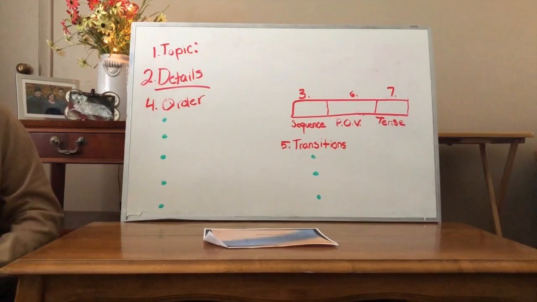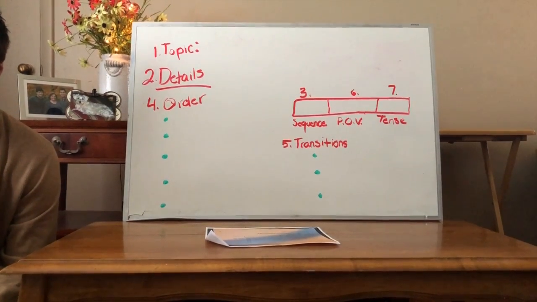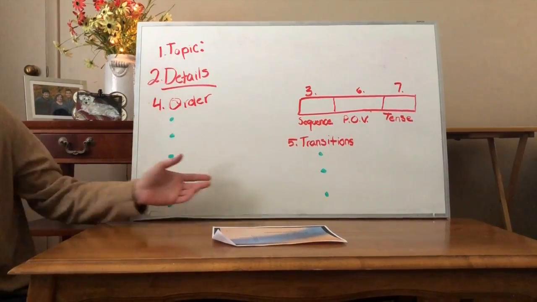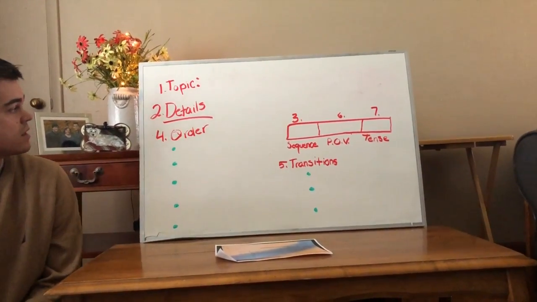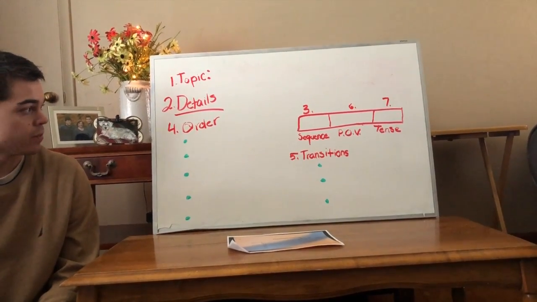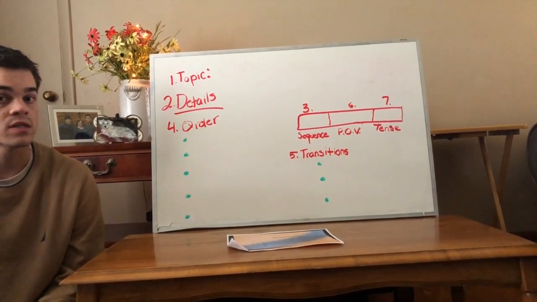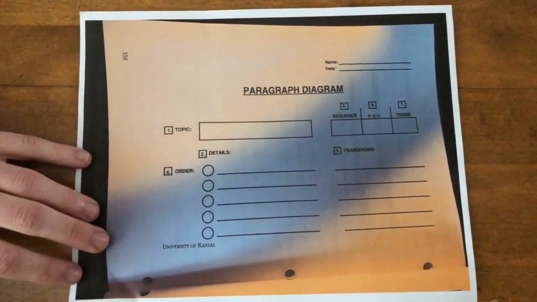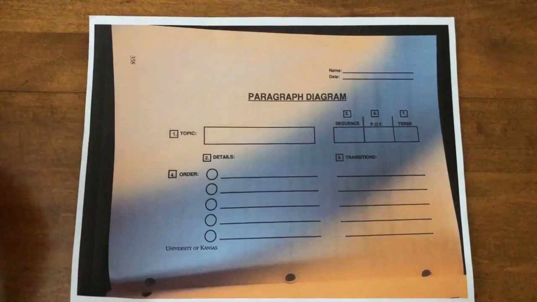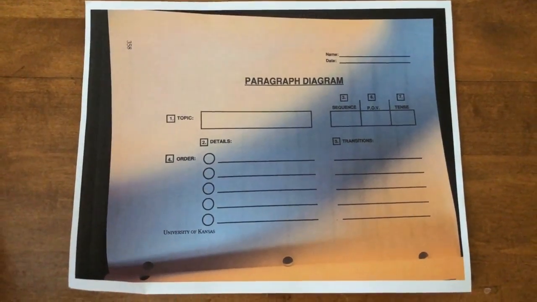Now I need you to pull out your blank paragraph diagram. As you can see on the whiteboard, we have the blank paragraph diagram up here. There's going to be 7 parts that we go through. This is what the blank paragraph diagram looks like in your manual. So I need you to pull this out and follow along with me.